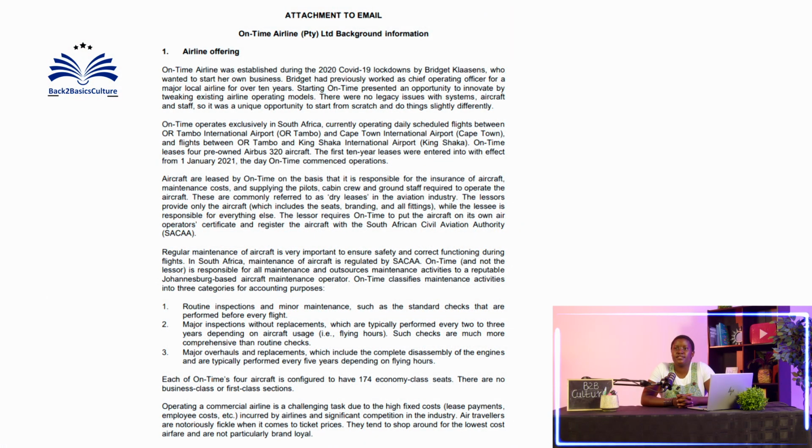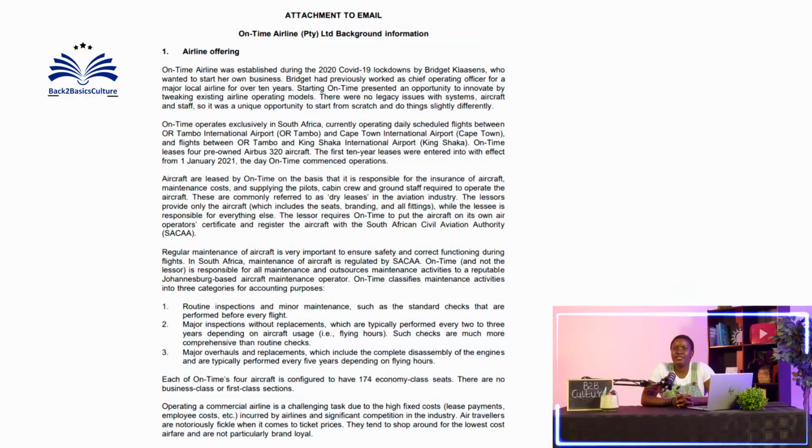Currently operating daily scheduled flights between OR Tambo International Airport and Cape Town International Airport, and flights between OR Tambo and King Shaka International Airport. Okay, is that all? I'm asking myself, right? I'm only seeing Cape Town, Joburg and Durban. Are those the only big cities that we have in South Africa? So already there's also opportunity to expand your businesses, right? Add PE in there, add East London in there, and I just want to say Limpopo. I don't know if they've got an airport, but okay, we can add Limpopo there as well. Don't come for me, Limpopo people.